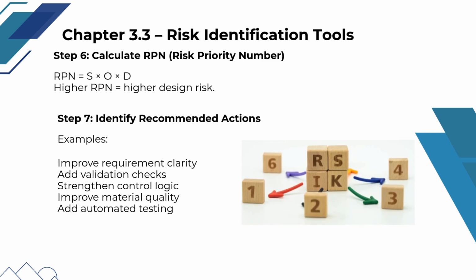In Step 6 of DFMEA, we calculate the risk priority number, RPN, by multiplying severity, occurrence, and detection. RPN equals S times O times D, where a higher RPN indicates a higher design risk that must be addressed first. In Step 7, we define recommended actions to eliminate or reduce these high-risk failure modes, such as improving requirement clarity, adding validation checks, strengthening control logic, enhancing material quality, or introducing automated testing. These actions are incorporated into the design to proactively reduce risk and ensure a more robust, reliable final solution.